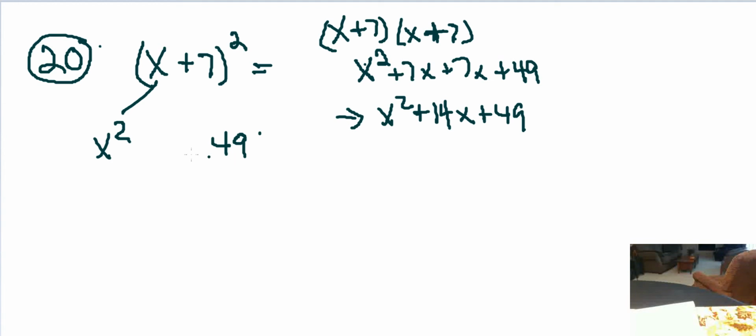trinomial. And then the middle term comes from multiplying 2 times positive 7, I'm going to include the plus sign here, times the x. Multiply these three terms. So 2 times 7 times x is positive 14x. And that's what's special. Put the plus sign here. So that's what's special about binomial squared. I can multiply it in that way. I don't have to separate it, then FOIL it.